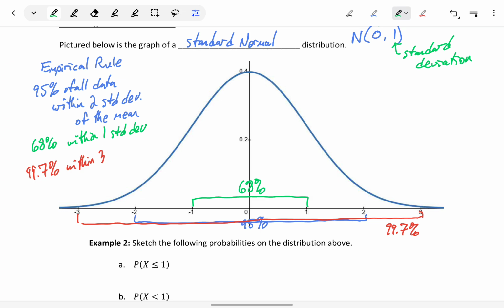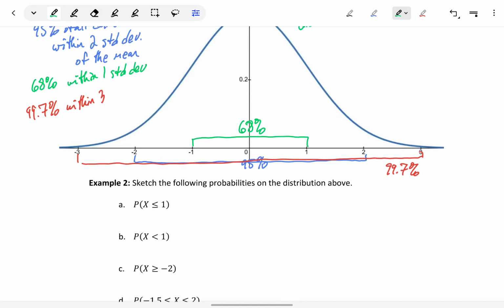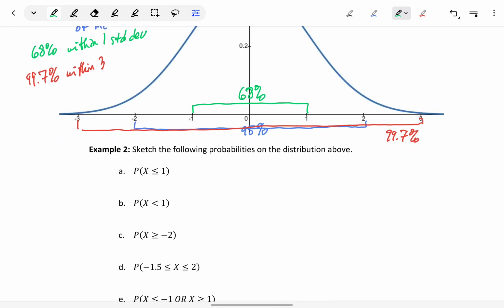In addition, we can identify this as being a symmetric and unimodal distribution. By unimodal, we mean that it only has one peak and then it slopes down on each side versus having, say, another bump that popped up somewhere along the way. So the symmetric unimodal distribution that we refer to as the normal distribution can be used to calculate continuous probabilities. And what we want to do in example 2 is sketch some of the probability statements on the distribution to see how those would be calculated.